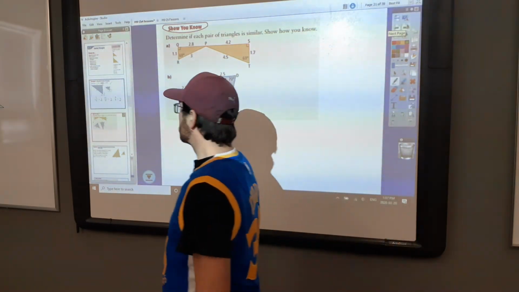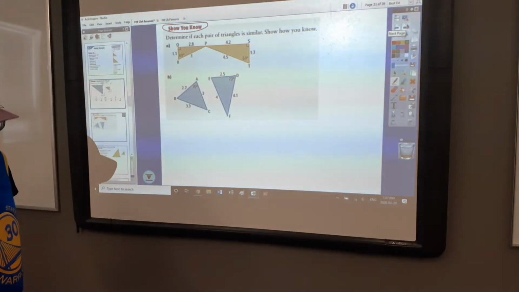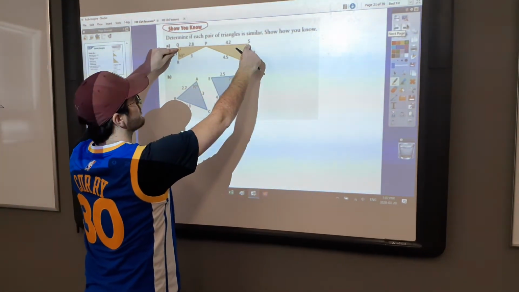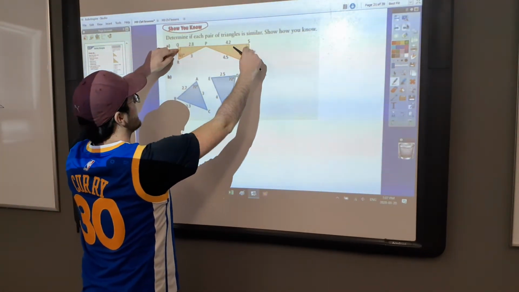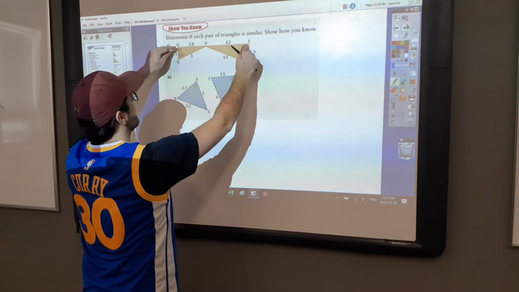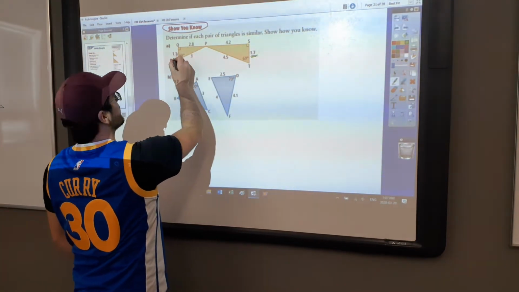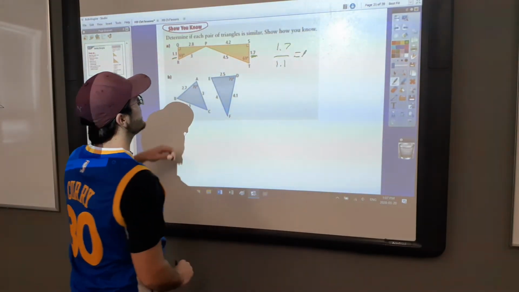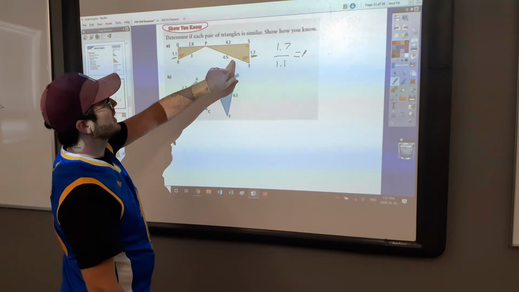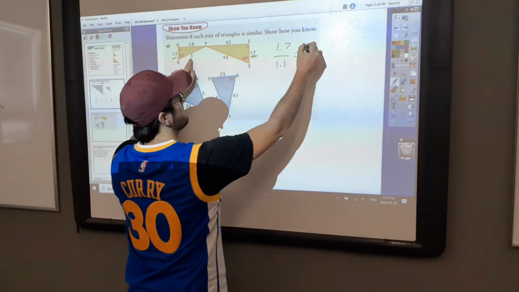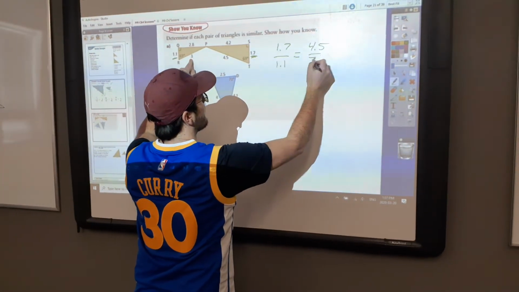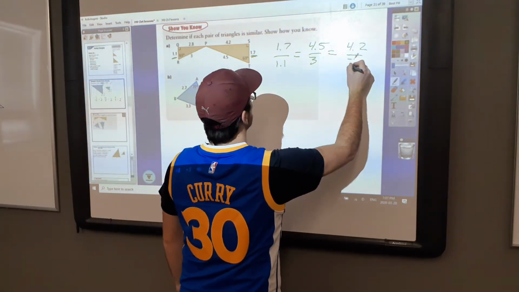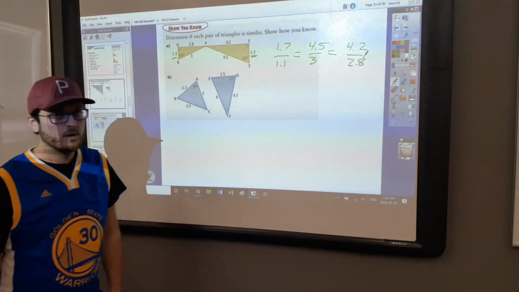A couple more examples we can run through. This shape is kind of like a mirror image, so we always have to make sure we're taking the true corresponding sides. If this is a 69-degree angle, then these two sides here are corresponding, the 1.7 and the 1.1. That should be equal to what you get when you divide 4.5 by 3, which should be equal to 4.2 divided by 2.8. And it has to work for all of them. It can't just work for 2, it's going to work for them all.